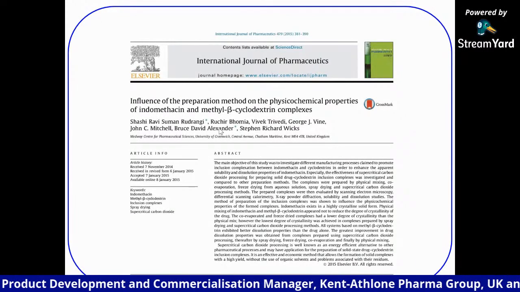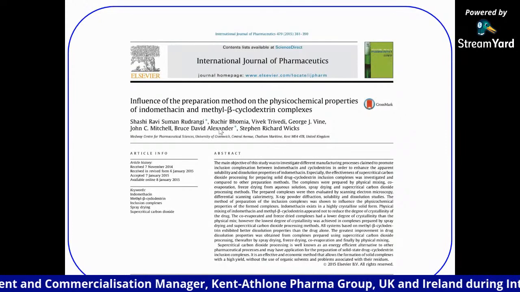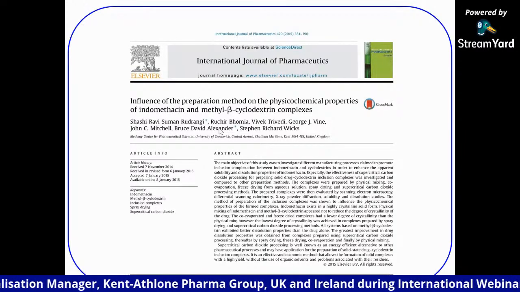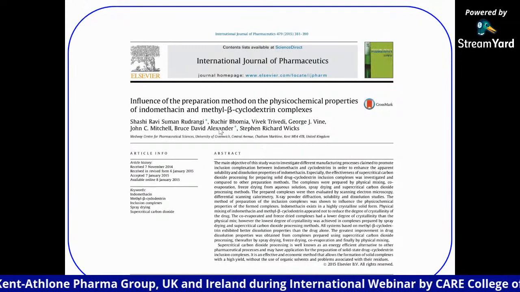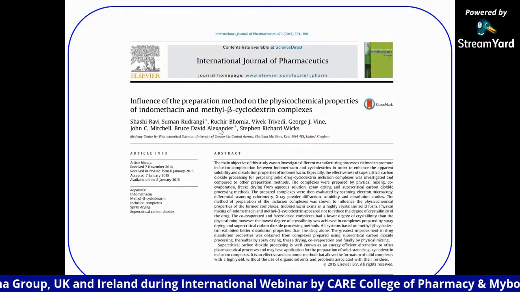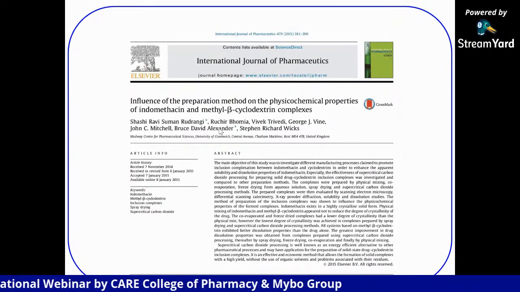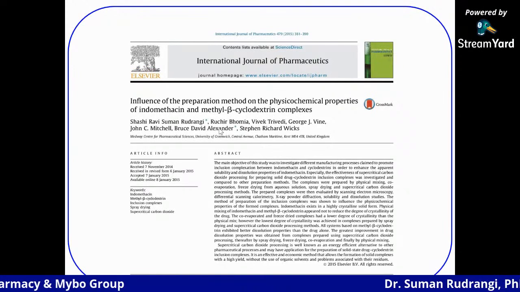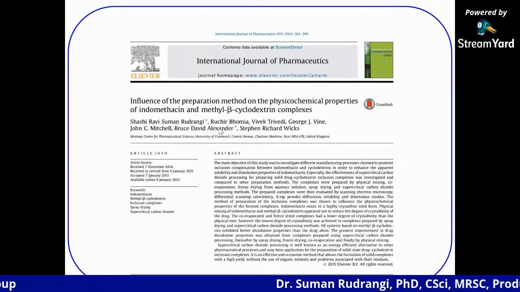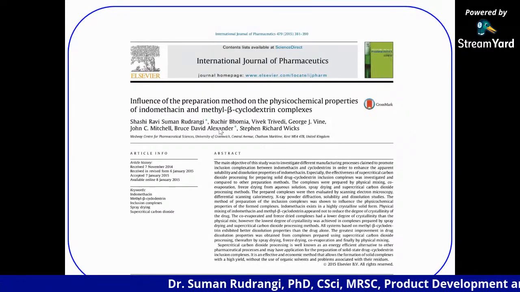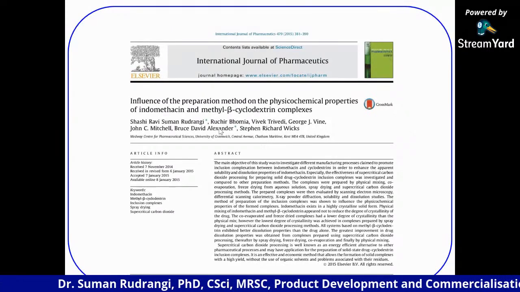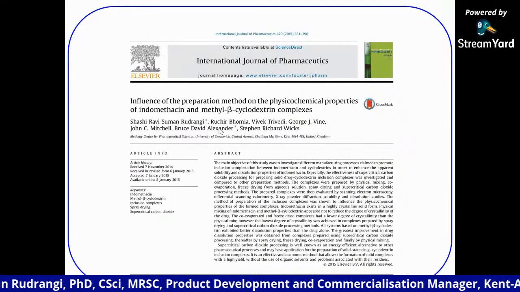The preparation methods, or the influence of the preparation method on the physicochemical properties of indomethacin and methyl beta cyclodextrin complexes. In this paper, I worked on various techniques that include physical mixing, co-evaporation or solvent evaporation, freeze drying and spray drying, and supercritical carbon dioxide processing. It's a great paper. You can get it online.